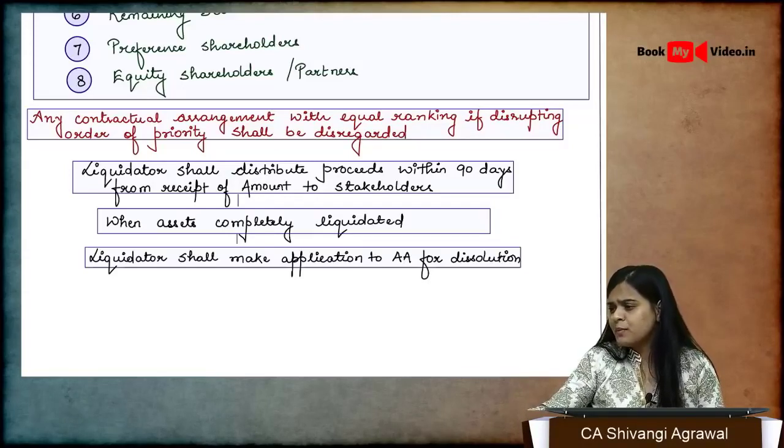Now, apart from that, you also have the fast track insolvency resolution process, and you also have voluntary liquidation, very small topics. I think you can just read them, just 2 pages, and do it on your own.